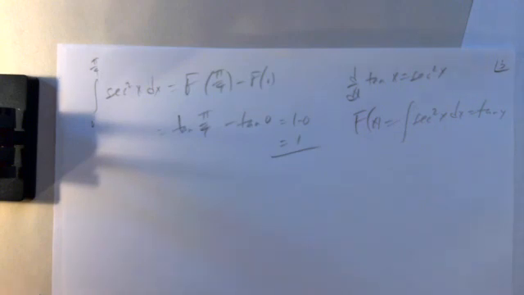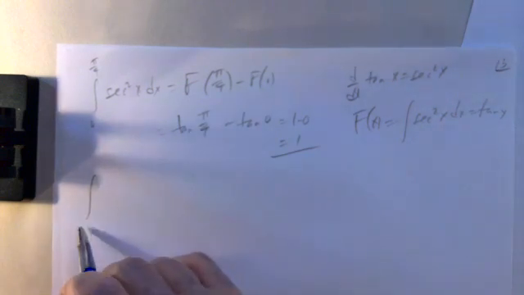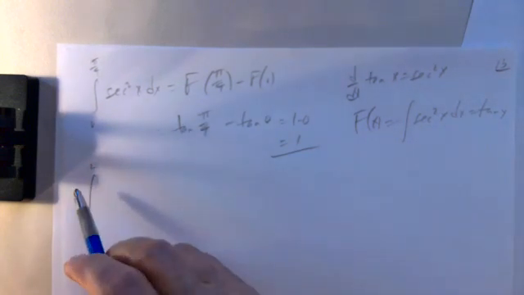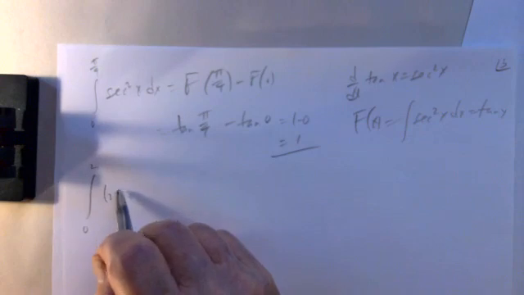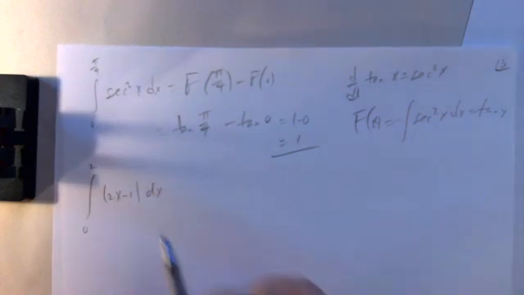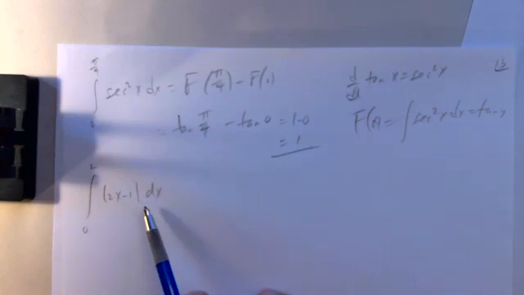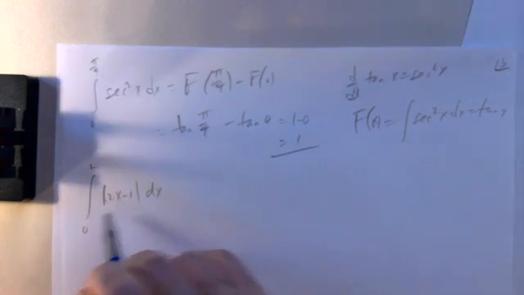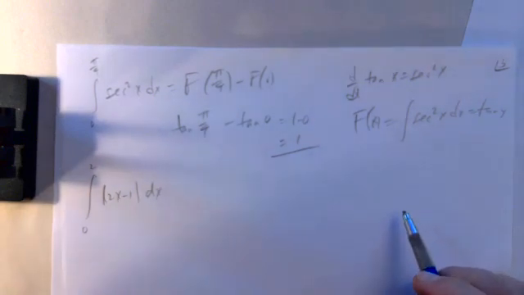Any questions about this? Suppose we had the integral from 0 to 2 of the absolute value of 2x minus 1 dx. Now here, you're not going to be able to find the antiderivative very easily because of the absolute value signs. But let's graph this and see what the graph of this looks like.